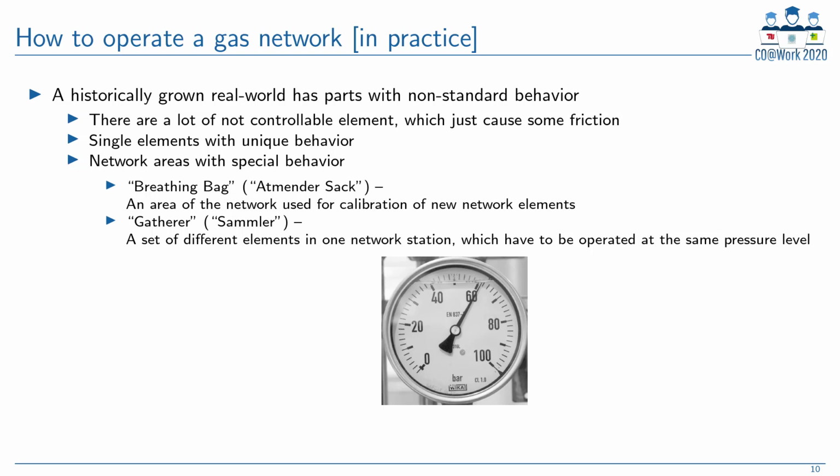Then there is an area in one of the network stations that was introduced to us as the gatherer. It represents a part of the network station that should, in most of the cases, be operated at the same pressure level in order for the network station to work properly and as intended.